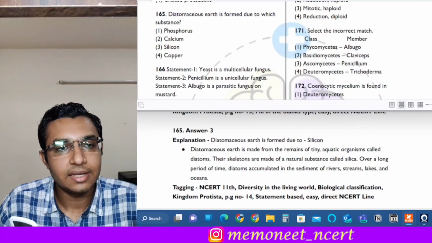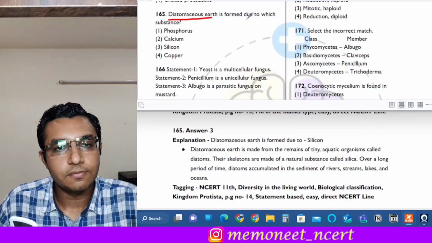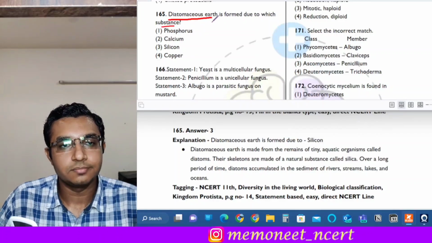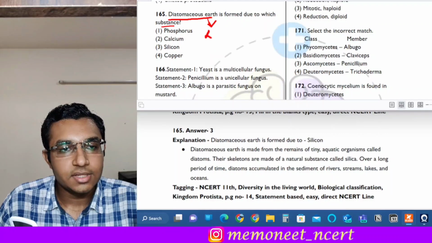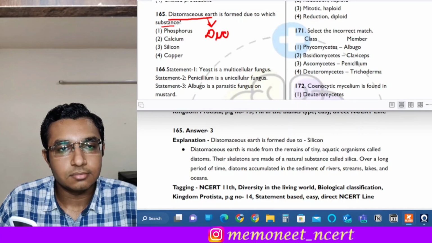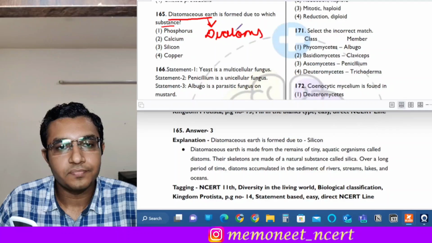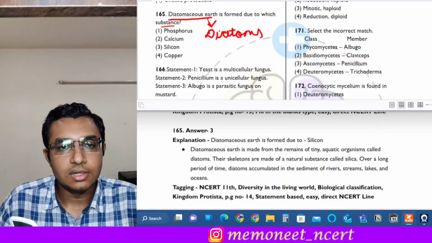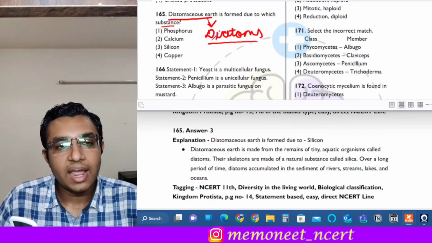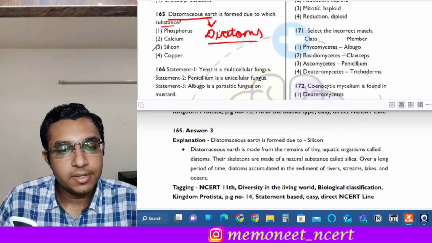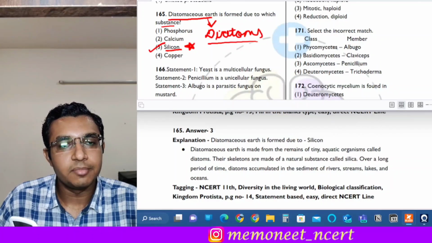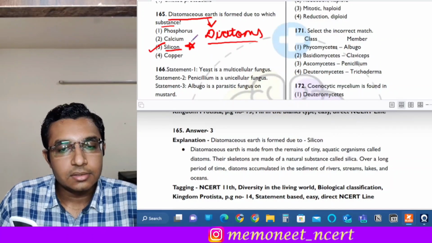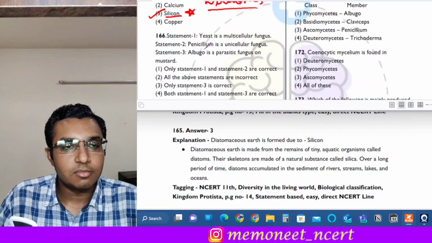It states that the diatomaceous earth is formed due to which substance? Now see, the diatomaceous earth is formed by what? It is formed by the diatoms. These diatoms mainly grow, and they deposit what? They deposit silicon. So the diatomaceous earth is mainly formed due to the substance that is silicon. Remember this question. So moving on to the next question, question number 166.